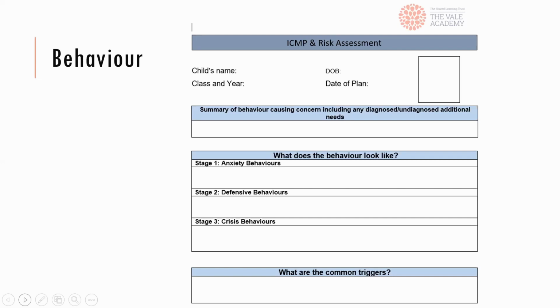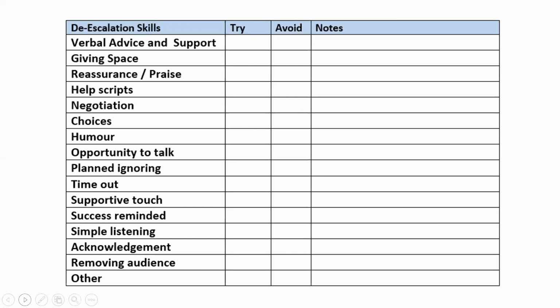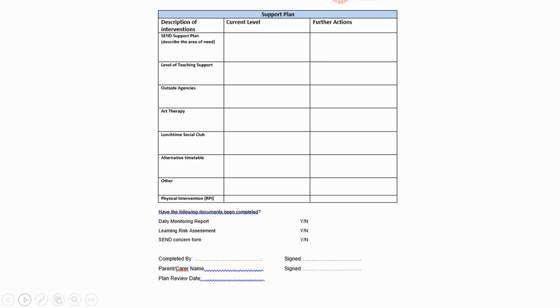A way that my school supports this is completing individual care management plans for children with high needs behaviours. On this plan, we describe what behaviour might look like from children at different stages of those behaviours. We might list common triggers, risk assess behaviour, but we go through the de-escalation skills and put in ones that will work for particular children and ones to avoid, so not to trigger their behaviour further. We also on this form review support that they have in place. This is then shared with other members of staff so that any staff working with these children can support their behaviour effectively.